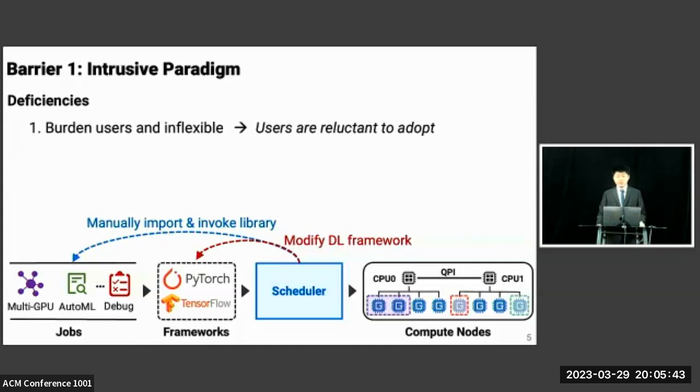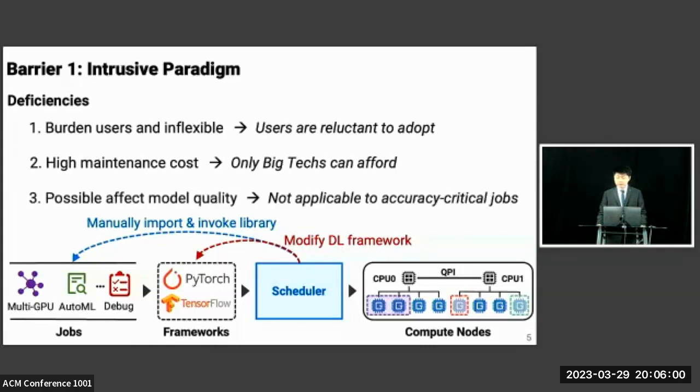The intrusive paradigm leads to some fundamental deficiencies. First, users are reluctant to adopt them because of the extra burden and less flexibility. Besides, the high maintenance cost to adapt to the fast-iterating DL ecosystem is unaffordable for most companies. Moreover, some schedulers adaptively adjust the job batch size and the learning rate to strive for extreme training efficiency. However, this can degrade the quality of the final model.